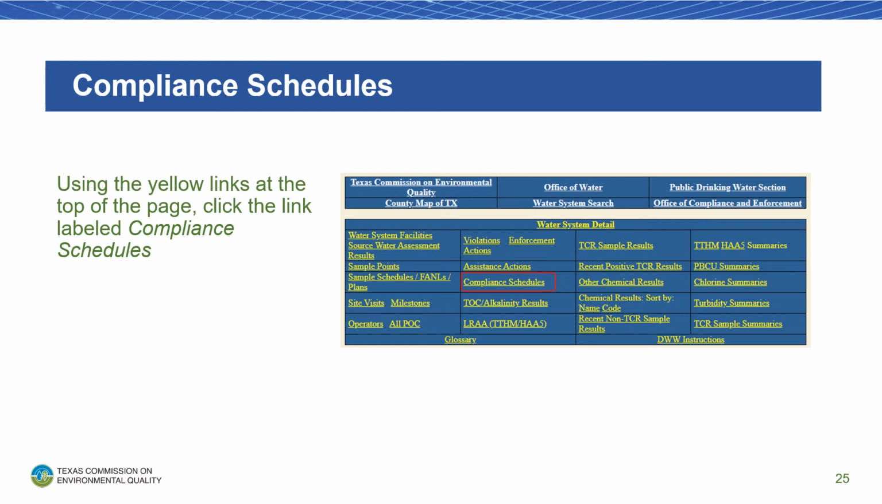On the next few pages, we'll cover how to find and understand lead and copper compliance schedules. To navigate to the Compliance Schedules page, you'll need to click on the yellow link at the top of the page titled Compliance Schedules. This action will take you to a table containing information pertaining to compliance monitoring and reporting activities and due dates.